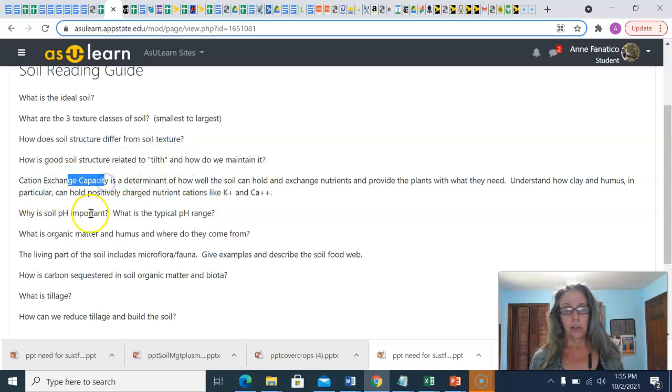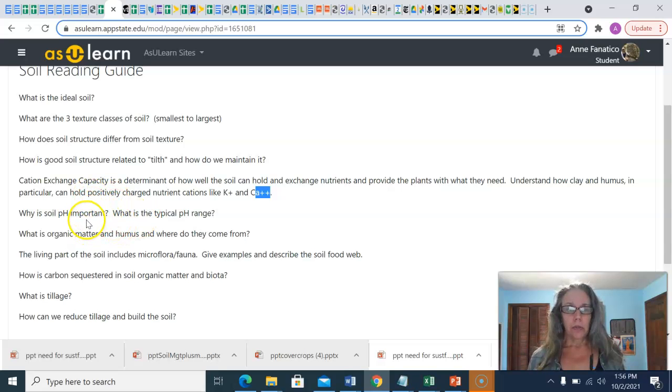We talked about the cation exchange capacity, that's one of the ways that plants get the nutrients that they need through the soil solution, understanding in particular how clay and humus can hold the positively charged nutrient cations like potassium, like calcium. And then we talked later too about plants also get a lot of their nutrients, remember, through the mutualisms with soil microbes, that the bacteria and fungus can bring up the minerals from deep below.